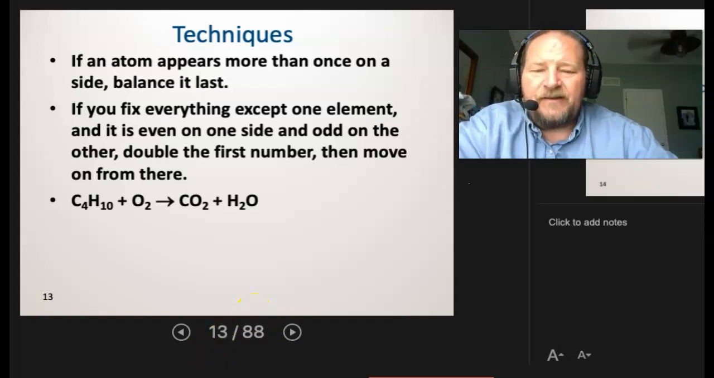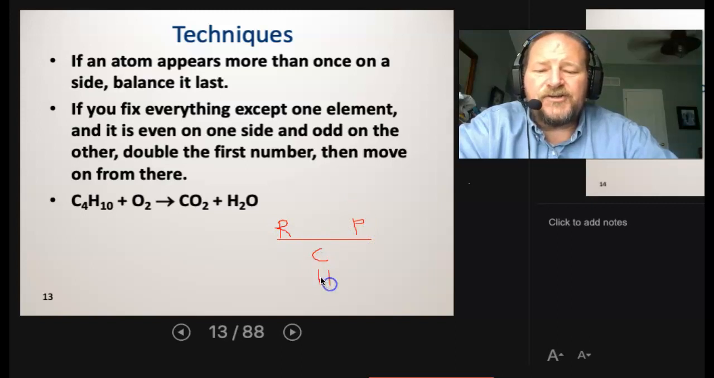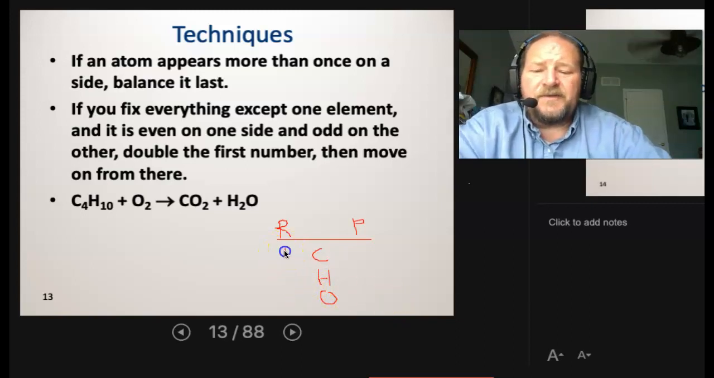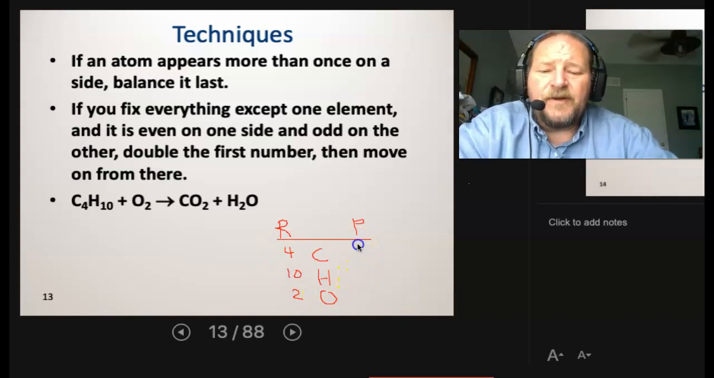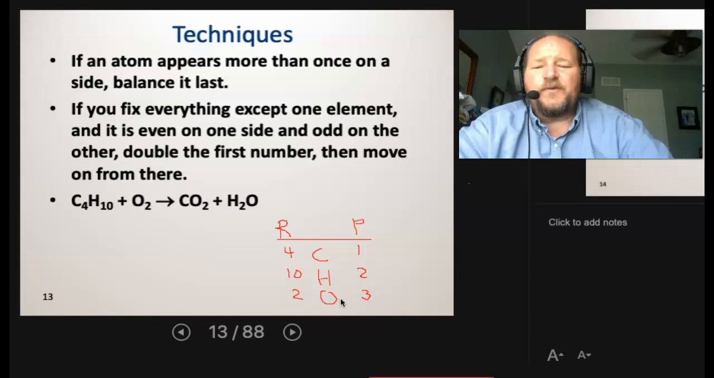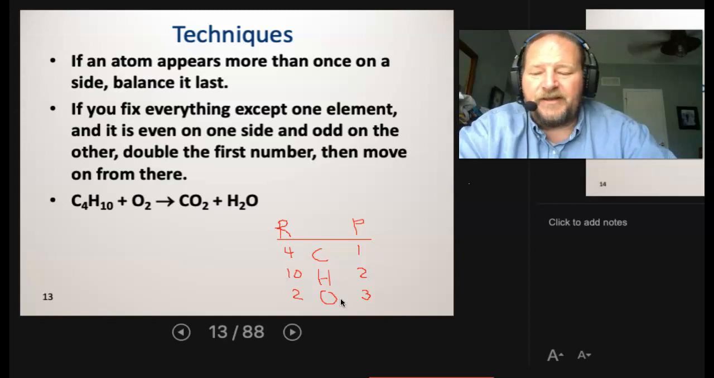Now I'm going to slow it down, and I'm going to use a table again. So we have our reactants, we have our products, we have carbon, hydrogen, and oxygen. All right, so we have 4 carbons, 10 hydrogen, 2 oxygen on the reactant side. We have 1 carbon, 2 hydrogen, 3 oxygen on the product side. And now I don't need to worry about the fact that it's going to be the doubling trick. When I first start this off, I'm going to start off like I would any other reaction.